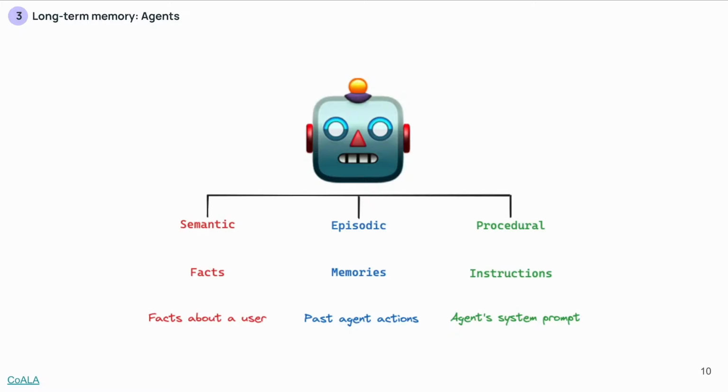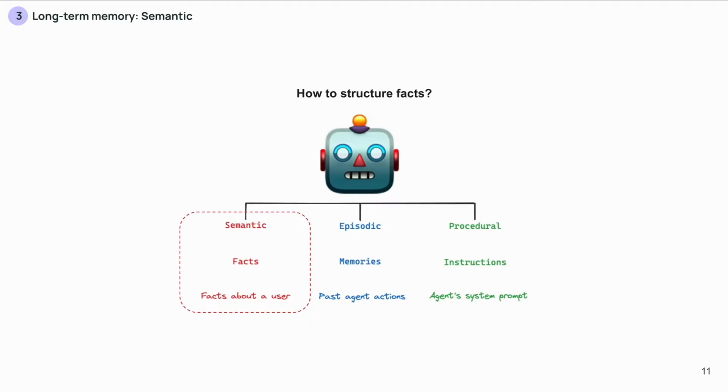Now there's been some nice work to map these ideas over to agents, the Koala paper in particular, which is linked here. So in the case of agents, you can think about semantic memory as facts, like facts about a user, or to-dos in my to-do list. Episodic memory, in the case of agents, you can think about as past agent actions, or what the agents actually tried to do, tools they tried to use, for example. Procedural is instructions, like the agent's prompt. Now let's talk about these a little bit one by one.